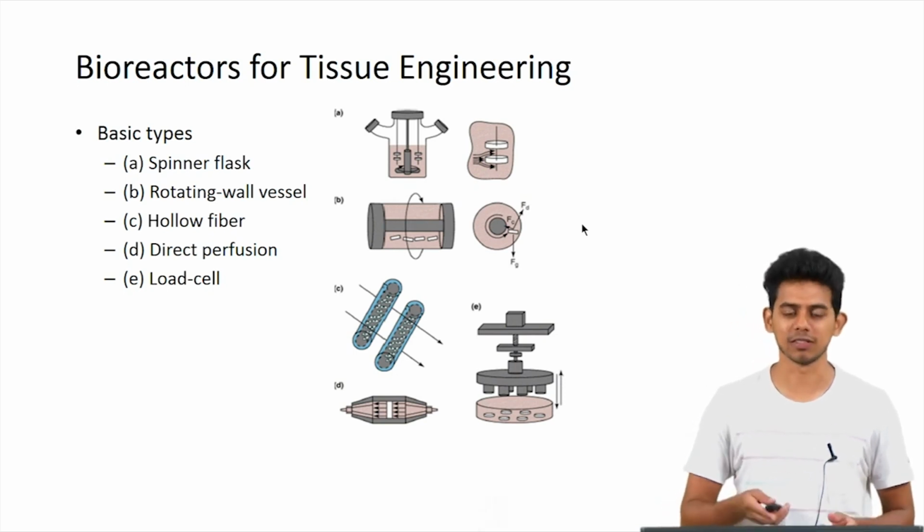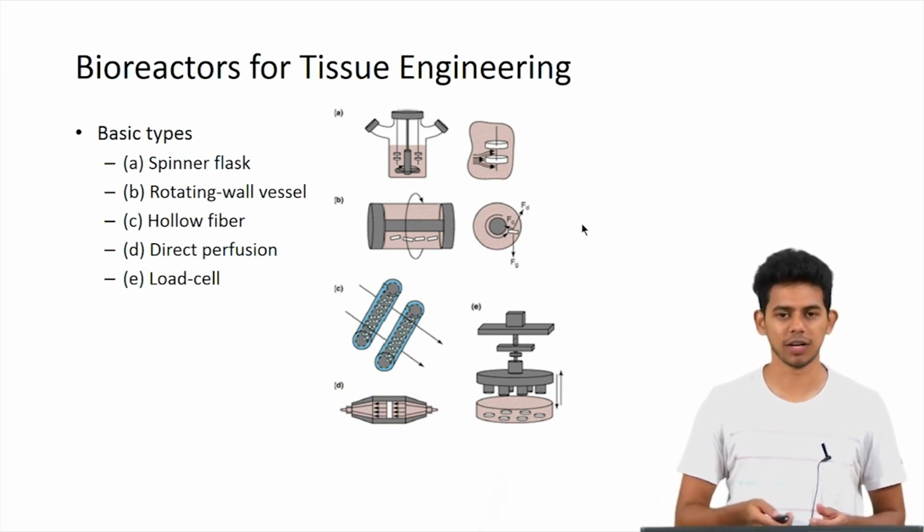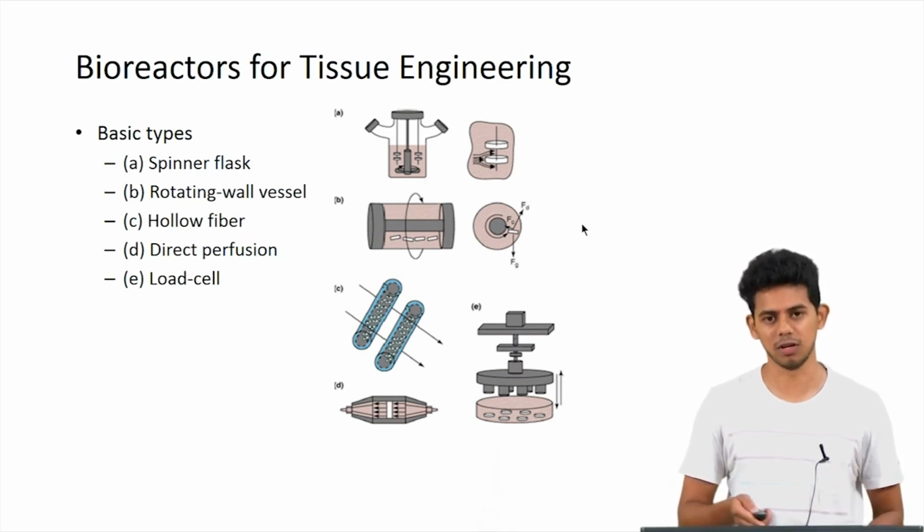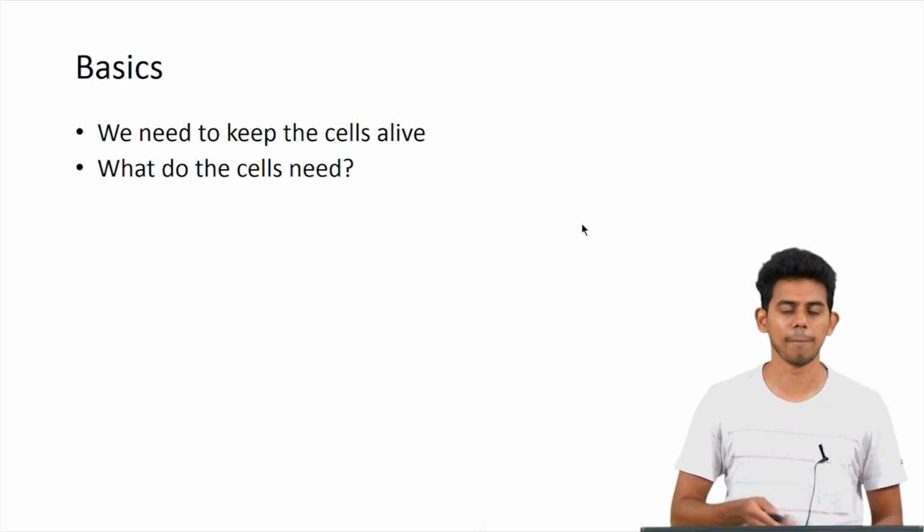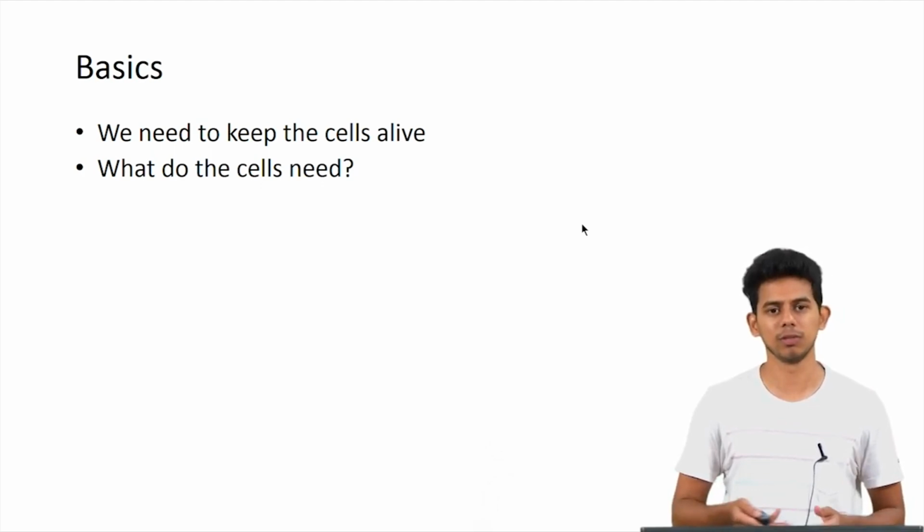Then load cell bioreactors. This is when the tissue that you are growing requires some sort of mechanical force to grow in the right way, like tendons or bones. So you can simultaneously stretch or compress the tissue as it is forming, thereby giving it the physiological conditions required for its development.